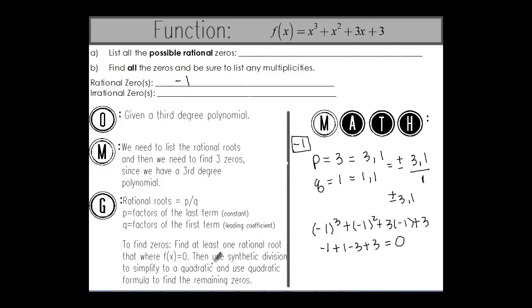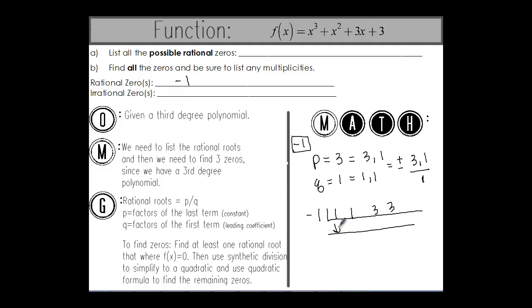To find the rest of my zeros, I take the one that I got to work, so -1, and I use synthetic division to simplify my cubic equation down to a quadratic. For sake of room, I'm going to go through and erase what I have written down here so we can do that process. -1, when I use synthetic division, I take the -1 and put it on the outside, and then I take the coefficients on all the numbers and write those down. So the coefficient on x cubed is 1, then it's 1, 3, 3.